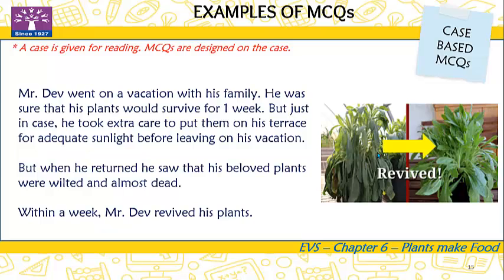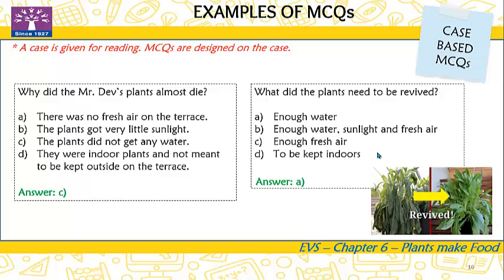The questions can be simple, complex or reasoning questions, but they have to be connected to the case study. Here's an example. Why did Mr. Dev's plant almost die? There was no fresh air, plants got very little sunlight, plants did not get any water, and they were indoor plants. So the answer here is C, because they did not get any water, because in the case study he has put it in a location where there's plenty of sunlight and fresh air. So obviously the plants did not get any water and hence they were dried and wilted. So this clearly connects to the case study.